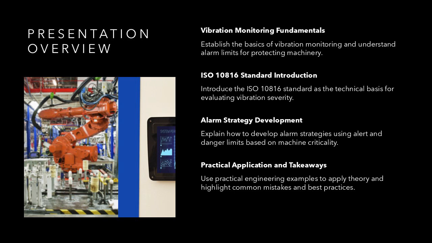Attention is also given to alarm strategy development, including the distinction between alert and danger limits, and how these thresholds should be adapted based on machine criticality and operational history. Realistic engineering examples are used to bridge theory and practice. Finally, common implementation mistakes and key takeaways are discussed to reinforce correct application. By the end of the presentation, participants should be able to confidently interpret ISO 10816 charts and establish alarm limits that support safe, reliable, and cost-effective plant operation.